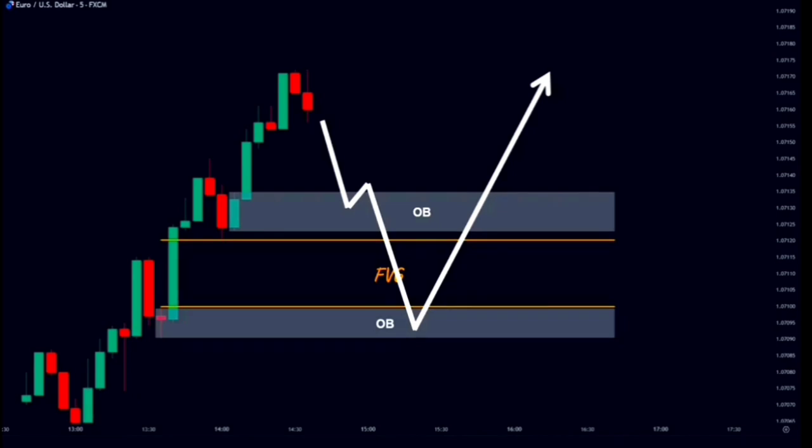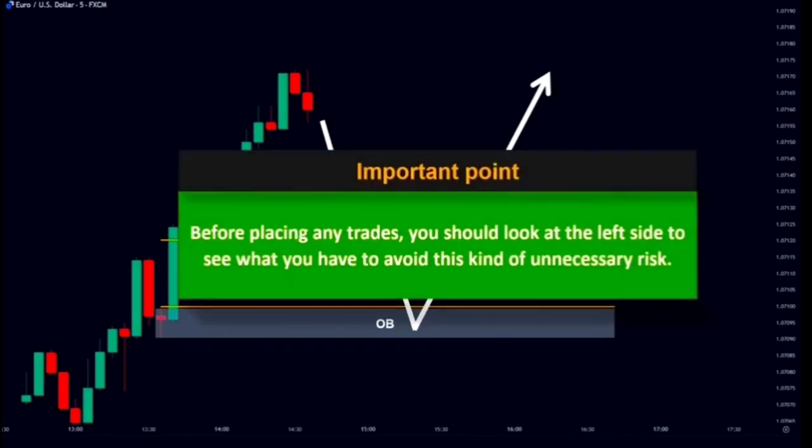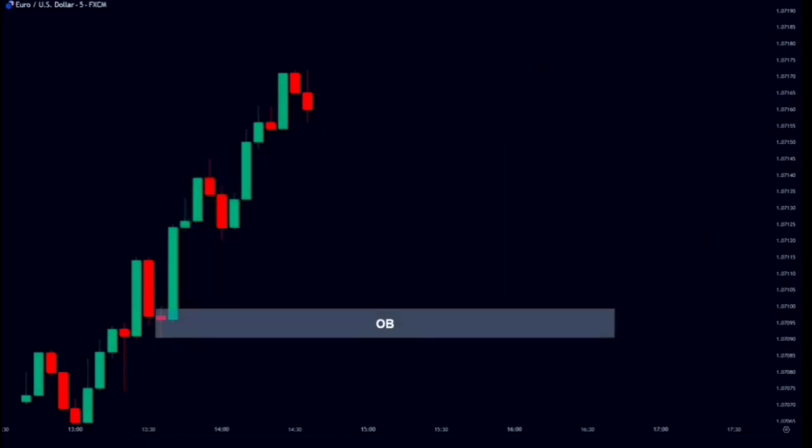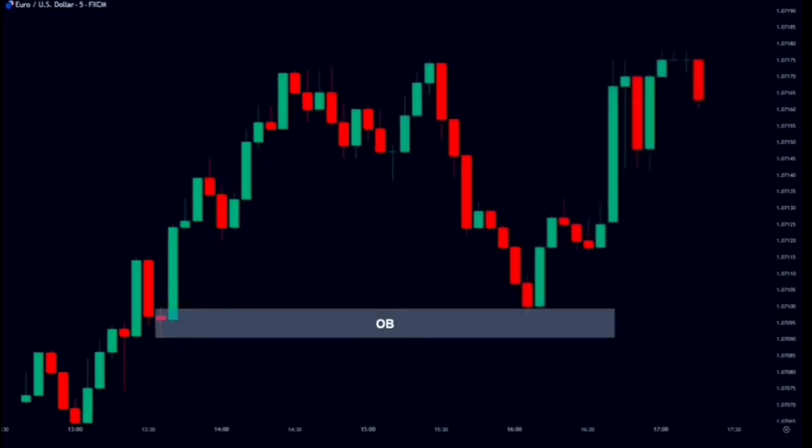So here are 2 points. First, before placing any trades, you should look at the left side to see what you have, to avoid this kind of unnecessary risk. Second, when this pattern is formed, and we have a gap and another valid order block precisely under the first one, we don't consider this break a valid change of character, since there is a high chance for this move to be just a liquidity grab and does not necessarily mean a reversal is coming.